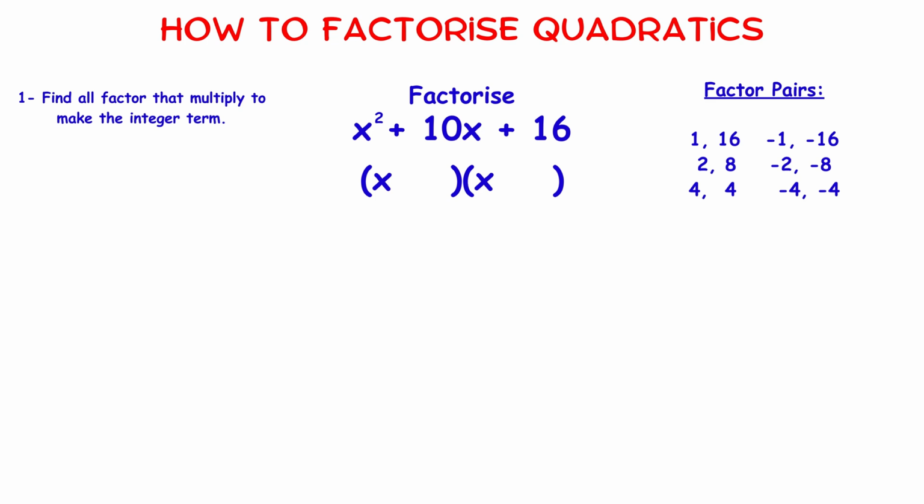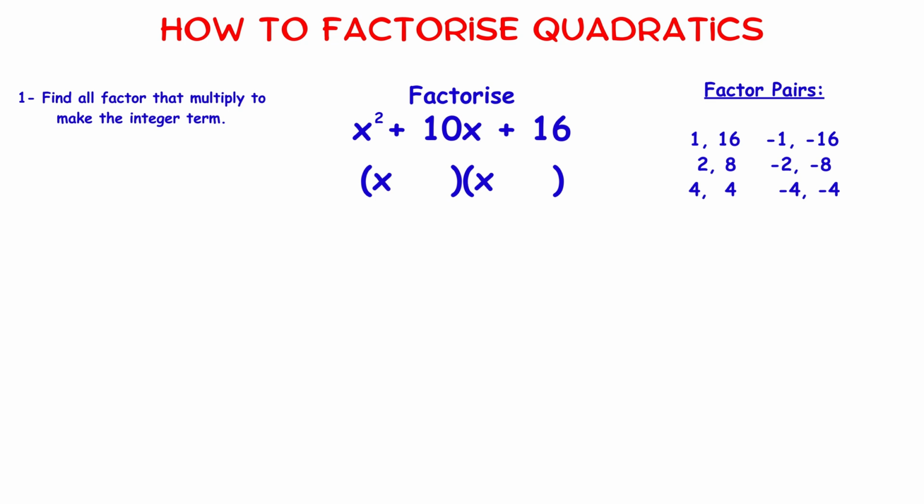One thing to remember, though, is that because 16 is a positive number, we can also make it by multiplying the negative versions of these numbers together. So as well as these three positive factor pairs, we also need to list the negative factors. So negative 1 times negative 16, negative 2 times negative 8, and negative 4 times negative 4.